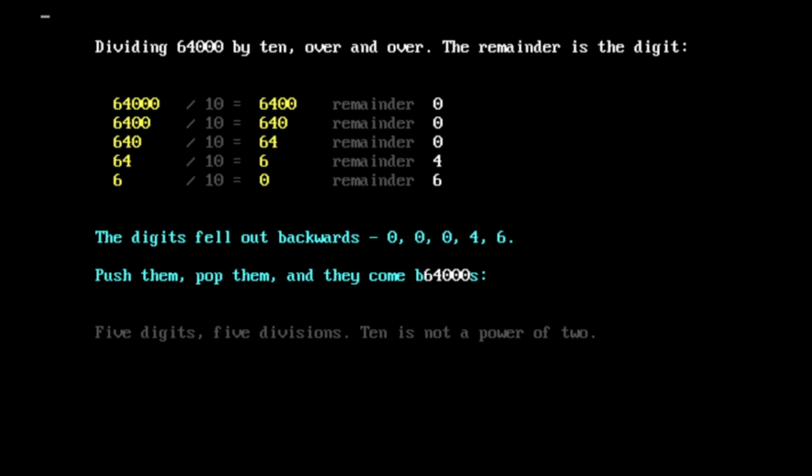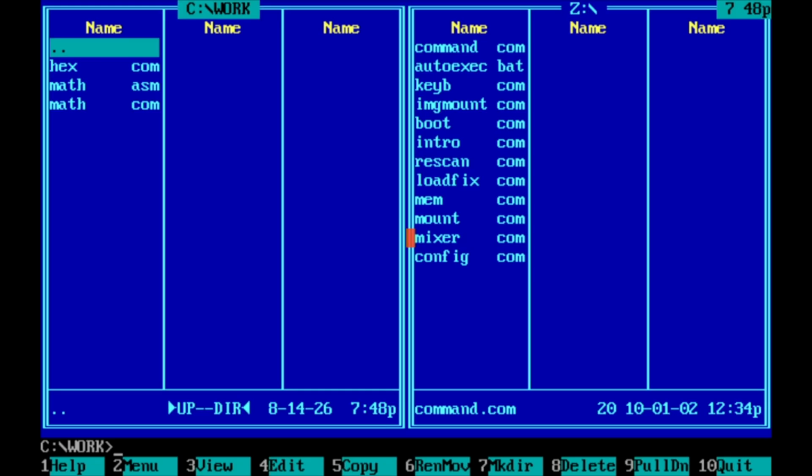Printing a number is one of the most expensive things a program does. 10 is not a power of 2. That is the whole problem. If we wanted it in binary or in hex, we could shift and be done, but people count in tens, and the machine does not.